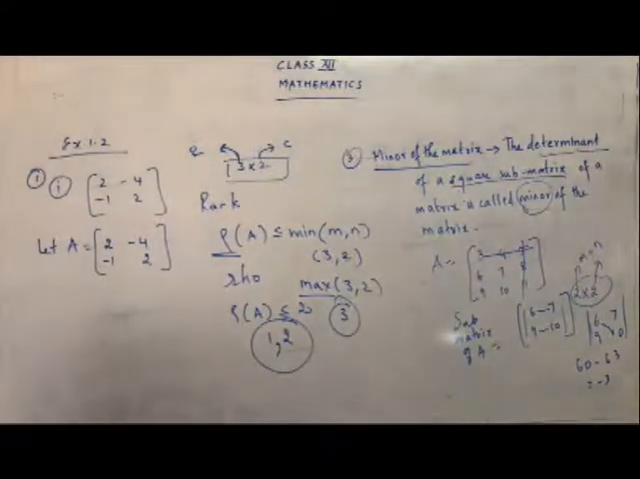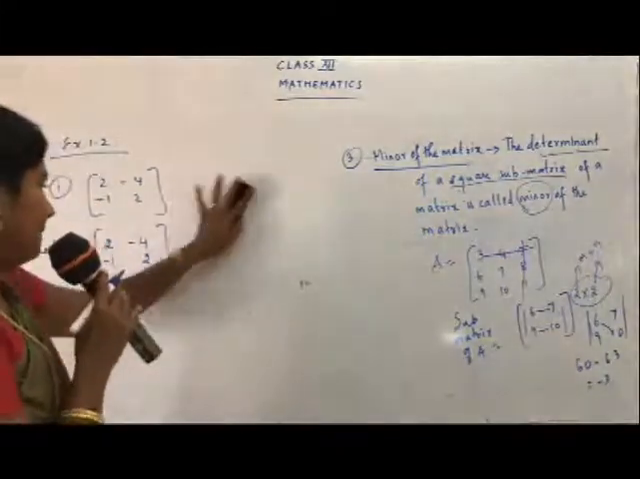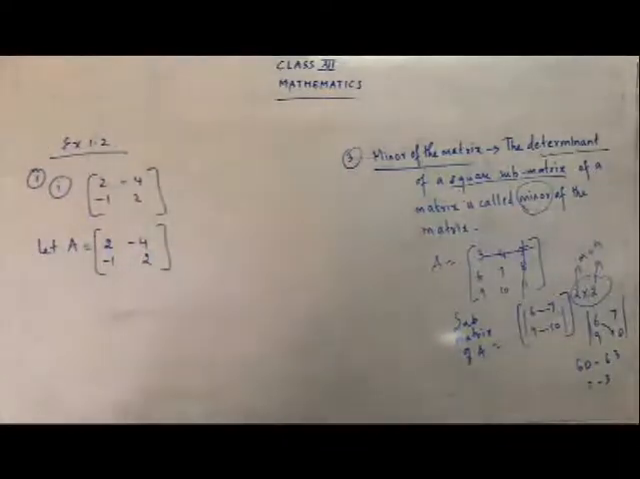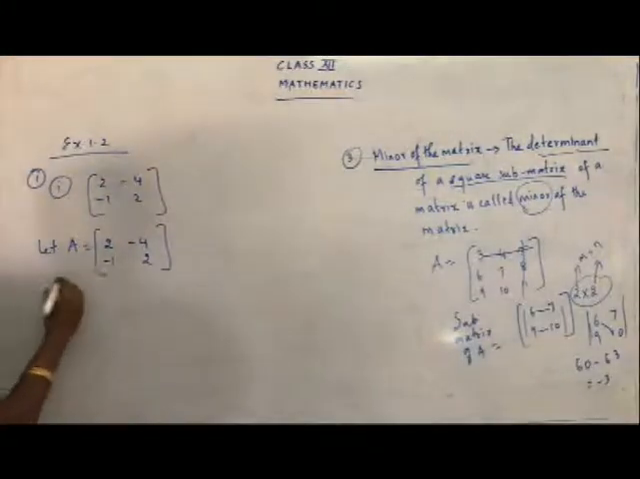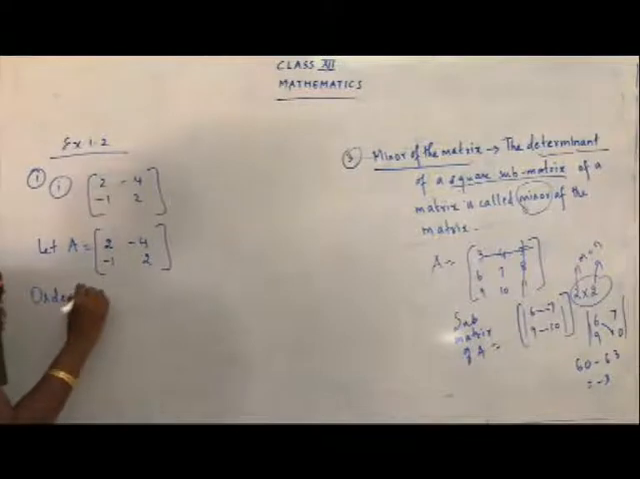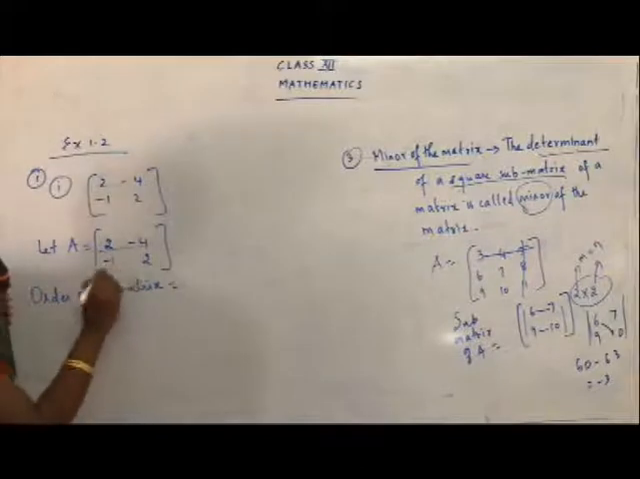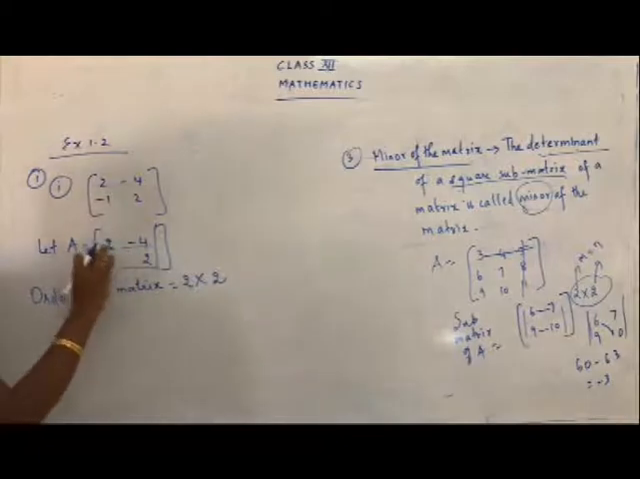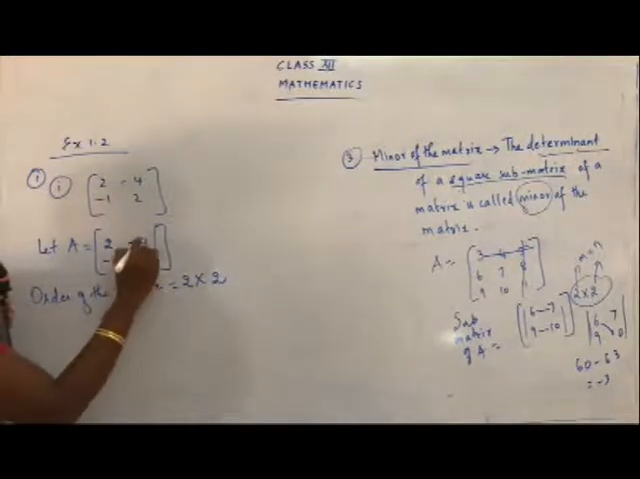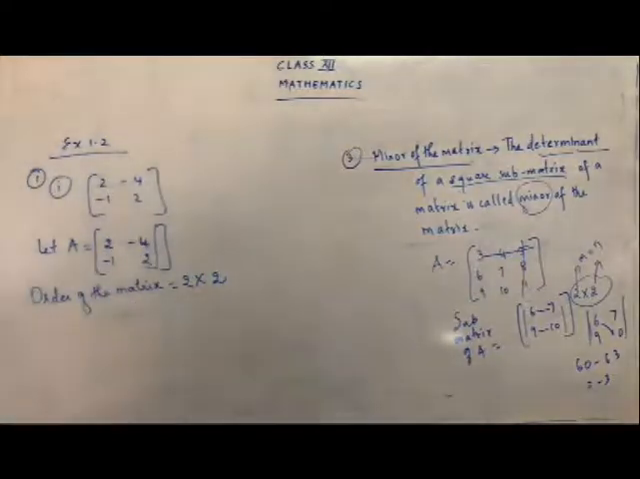So we have named the matrix. We have taken A as 2, minus 4, minus 1, and 2. Let's go for the next procedure. Let's write down the definition for rank. Or before that, we'll write the order of the matrix. What is the order of the matrix? 1 row, 2 rows, 2 columns, so 2 by 2. Order of the matrix is 2 cross 2: 2 rows, 2 columns. Always write the row part first and then the column part.